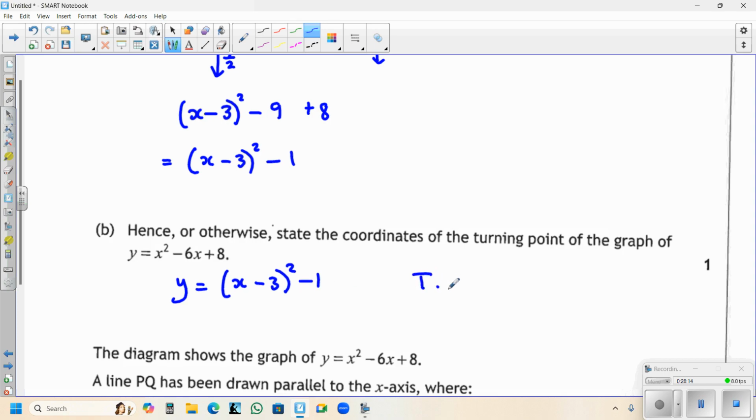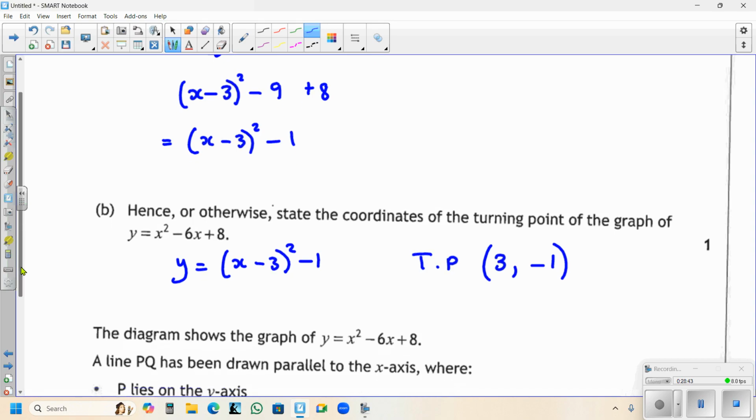So the turning point is just read off that. So what you do is you change the sign in here for the x number. So that's going to be, instead of negative 3, it's going to be plus 3. But you keep this number for your y coordinate. So it stays as negative 1. So inside the bracket you change the sign to get the x coordinate, but you keep that number there. So it becomes 3 and negative 1, and that's your turning point.